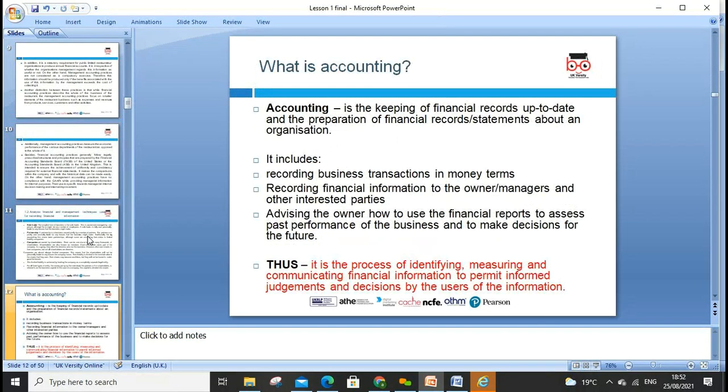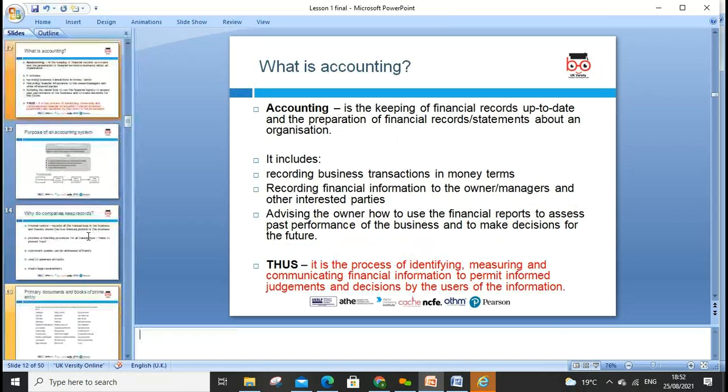Nowadays we have accounting standards. So what is accounting first? Let's discuss accounting. The title of our unit is financial accounting.